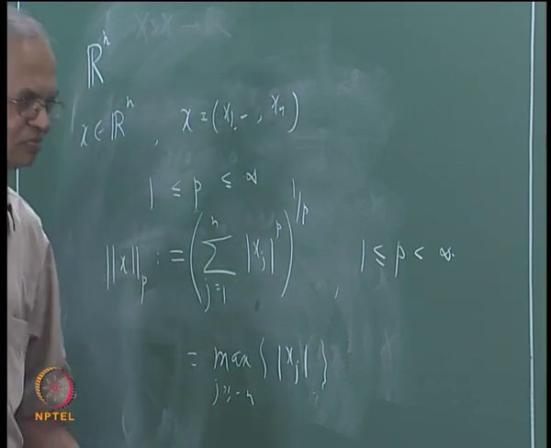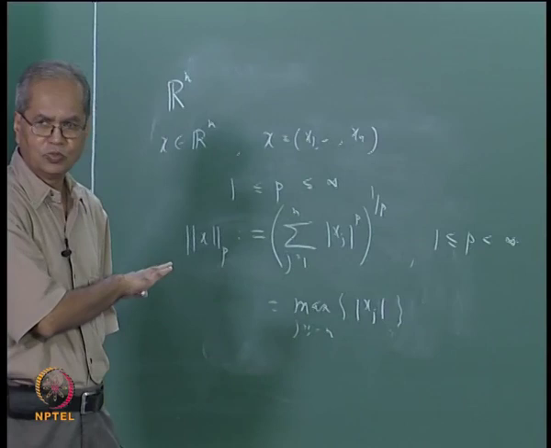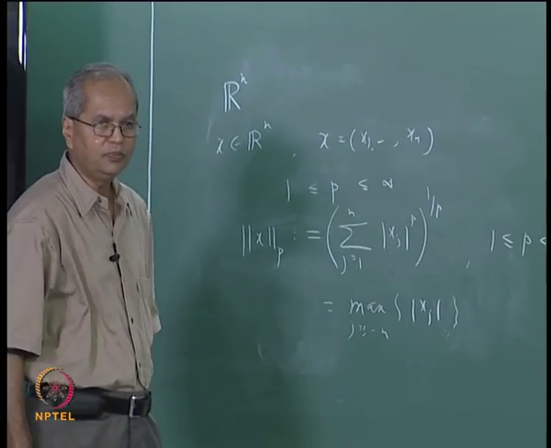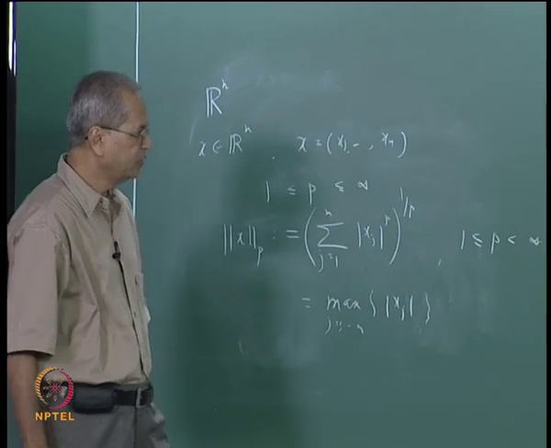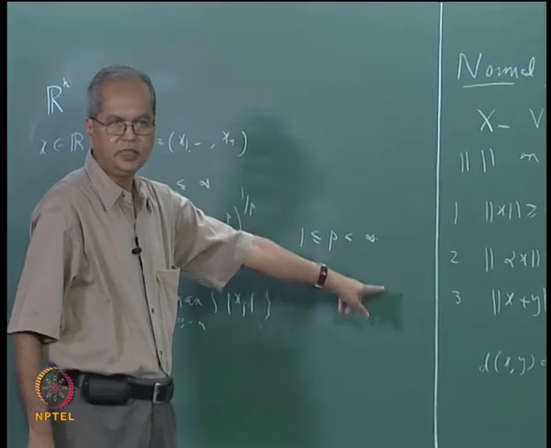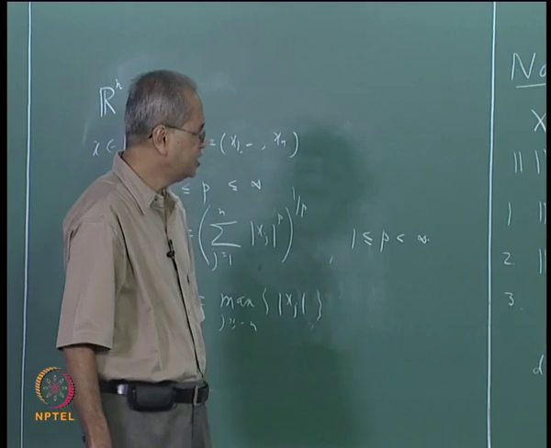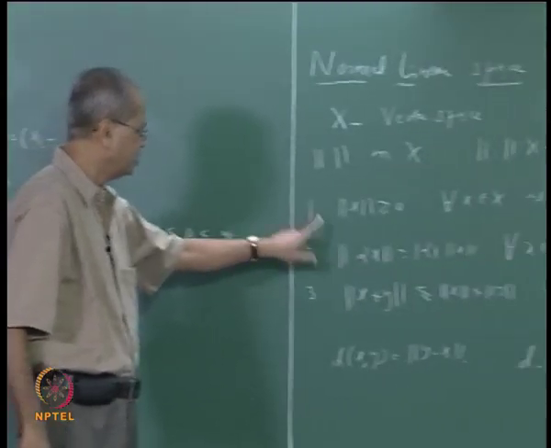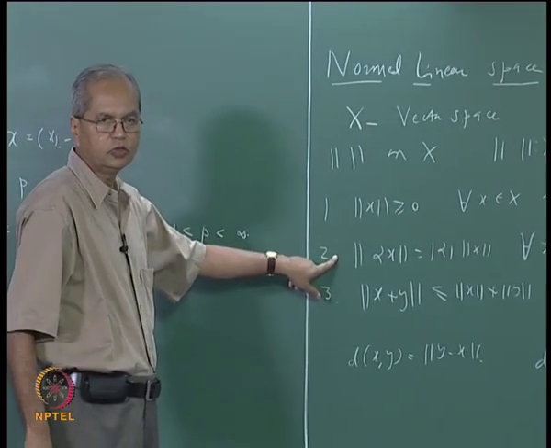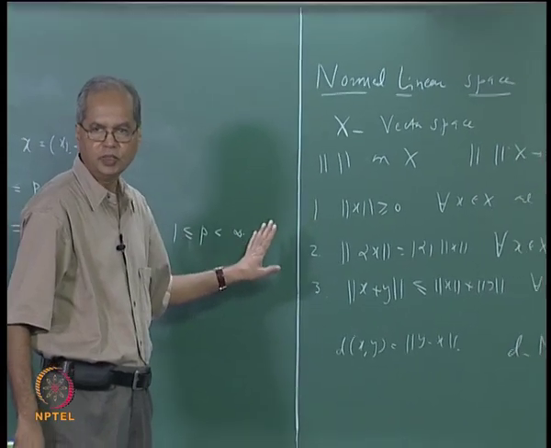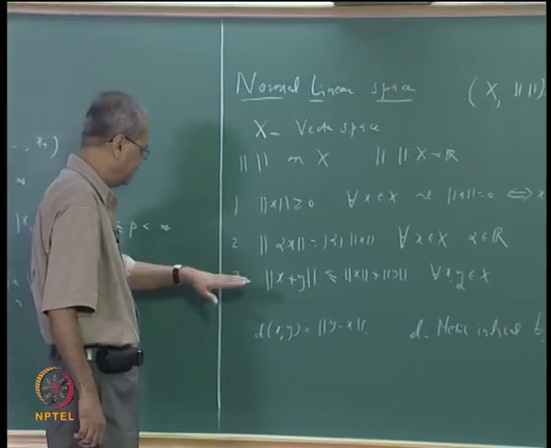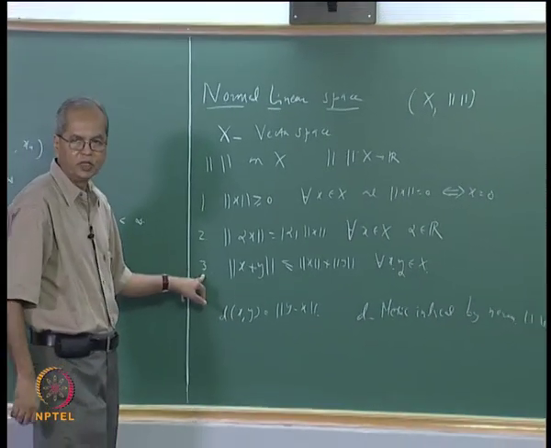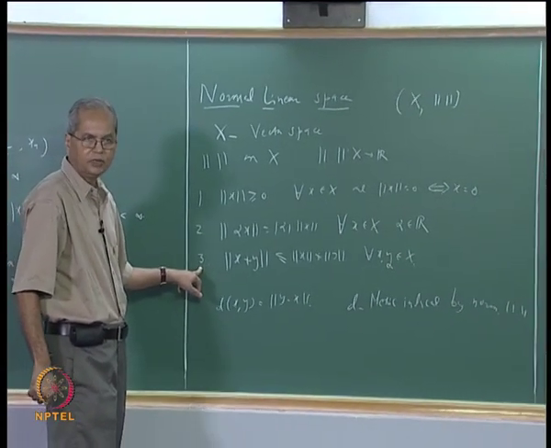Of course, we have to prove that these are norms. That is something we have not proved yet. As I told you, to prove that these are norms, we have to verify these three properties. And out of these three properties, these two are very trivial. Those follow more or less immediately. The only thing that will require some work is this property 3, which is called triangle inequality.